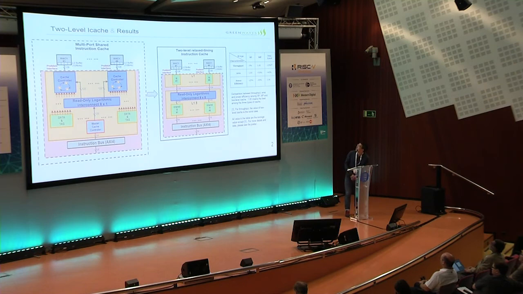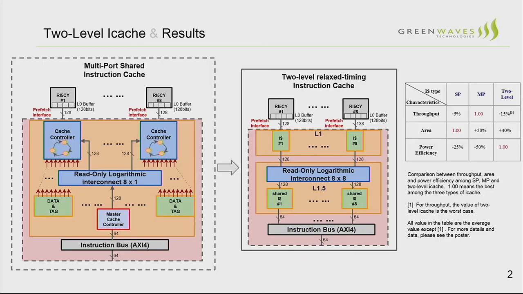Here is the result of the comparison among SP, MP, and the 2-level instruction cache. We can see for the performance, the throughput, we decrease 15%, but for the total power efficiency, we increase by up to 50%. And from the view of the global cluster, we achieved 10% power efficiency. And this architecture will be fabricated with 22 nanometer GlobalFoundries technology soon. Thank you.